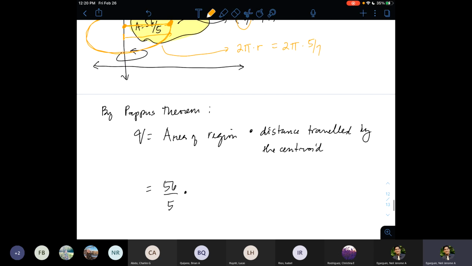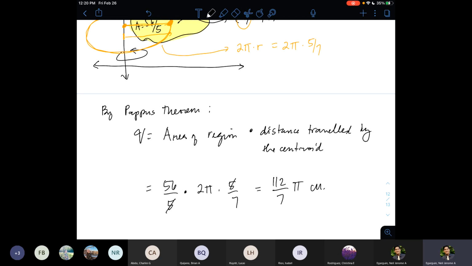Okay, and so that would be our second multiplier here, 2 pi times 5/7. I can cancel the 5's there, and then we'll have 112 over 7 pi cubic units. That would be the volume of the solid. And this is an interesting result because all you need is the radius and the centroid. So if that is given in the problem, then this is the most convenient solution here.